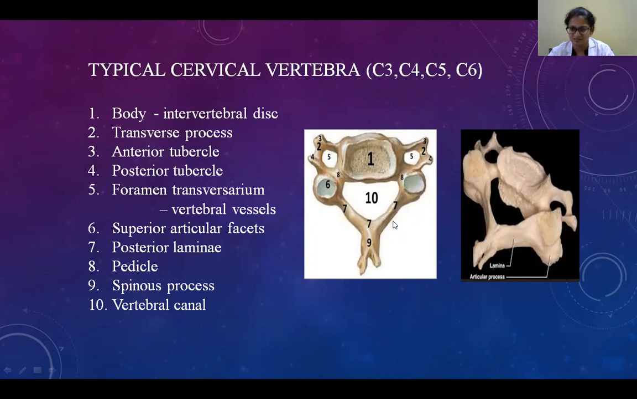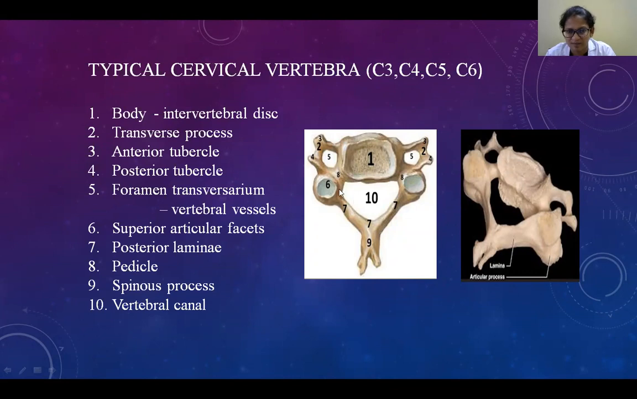On either side, the laminae fuse in the midline as the spinous process. Both laminae fuse together and form a spine in the midline. This is called the spinous process. This spinous process is thick. Next, this spinous process is bifid. This is an important special characteristic feature of the cervical vertebra: the spinous process is bifid in the cervical region.